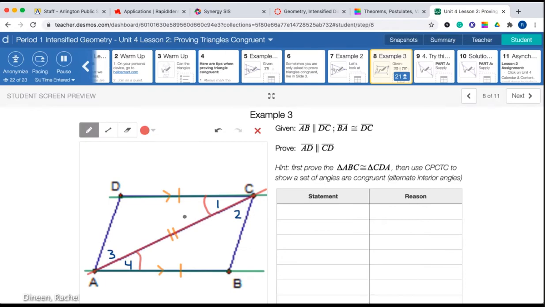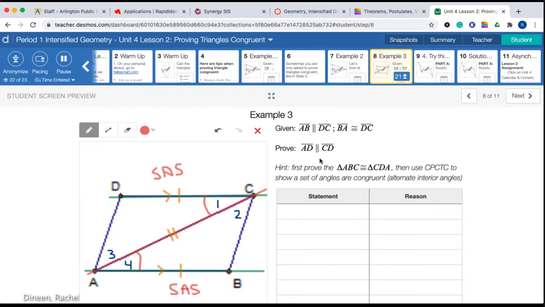All right. So are we good so far with marking the diagram and why I cannot mark angle 2 and angle 3 are congruent? Okay. So let's look at what we have. We have a side, an included angle, and a side. We have a side, an included angle, and a side. So we are going to prove that the triangles are congruent first, and then we'll go back and prove what we're trying to prove. All right?